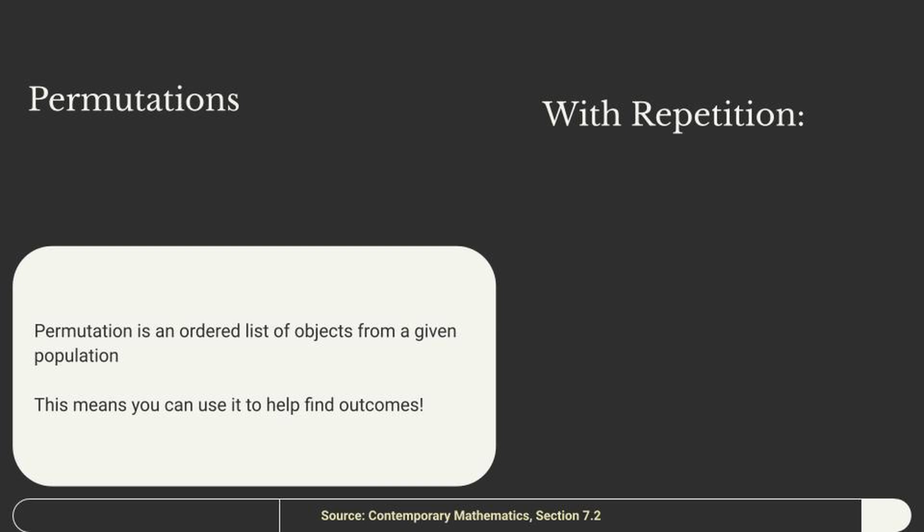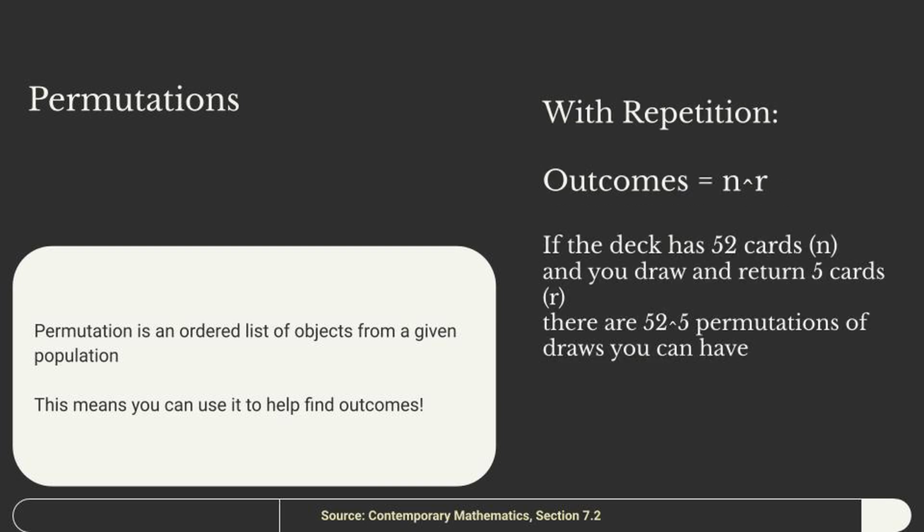When we are talking about permutations with repetition, the formula is simply the number of outcomes is equal to the number of objects to the power of the number of events. So, for example, if you draw 5 cards, returning each card and shuffling the deck after you've drawn it, you have 52 times 52 times 52 times 52 times 52 outcomes possible, or 52 to the power of 5.